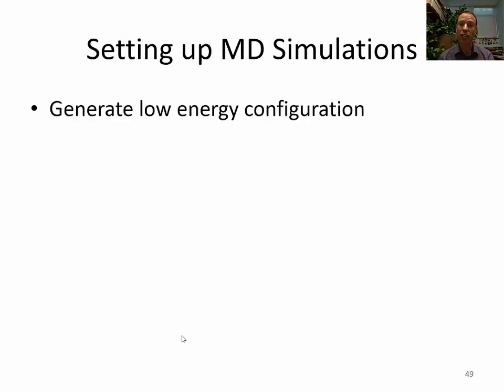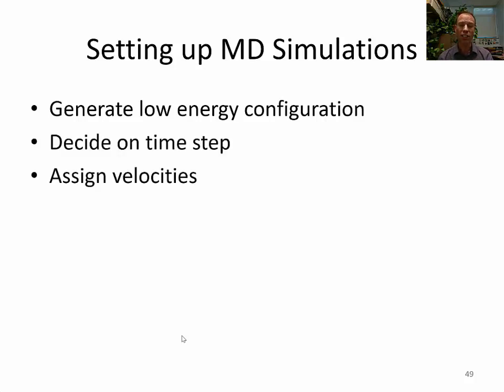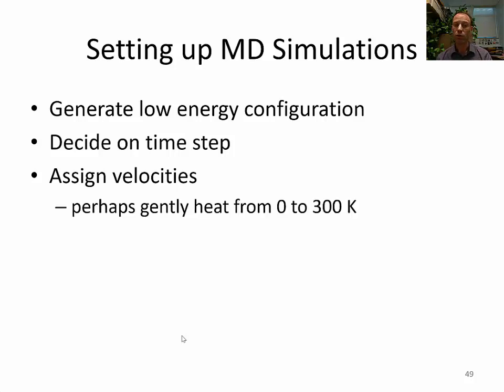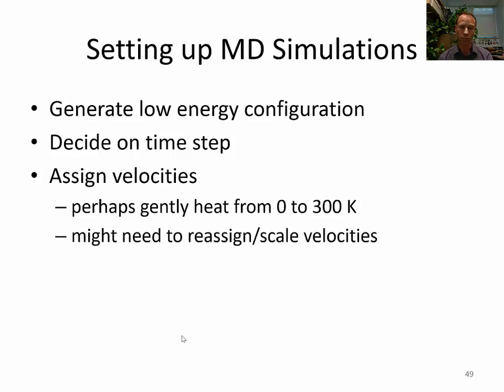If you want to set up a molecular dynamics simulation, first of all, you need to generate a low energy configuration. You decide on your time step, and then assign velocities. So you start all the atoms moving with a certain velocity. These velocities will define the temperature of the system. You might want to gently heat from 0 Kelvin to 300 Kelvin, so start them moving very slowly and then gradually allow them to speed up. Or you might start at one temperature and then scale the velocities to move to another temperature.